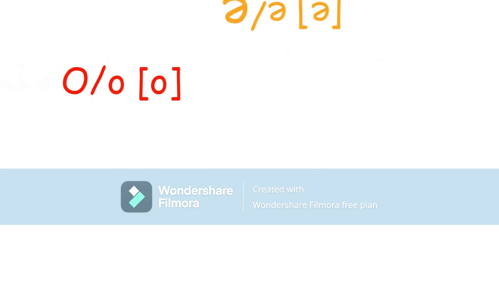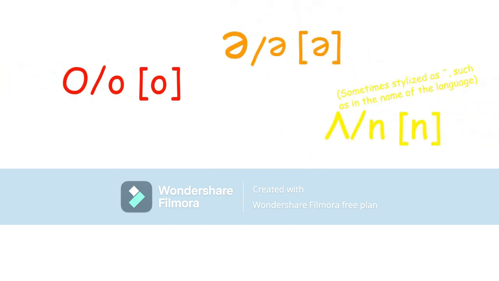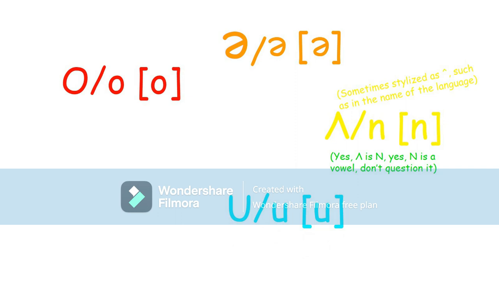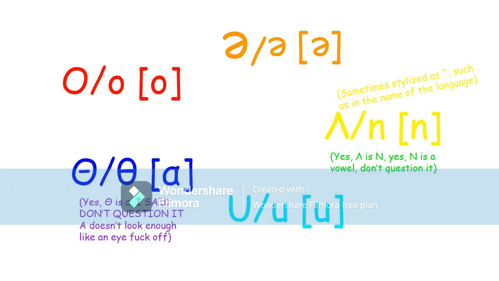Anyways, vowels. We have O. Yes, N is a vowel. Don't question it. Oo. And ah. Yes, that's an A. Don't fucking question it. Consonants.